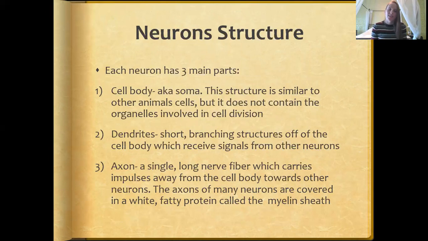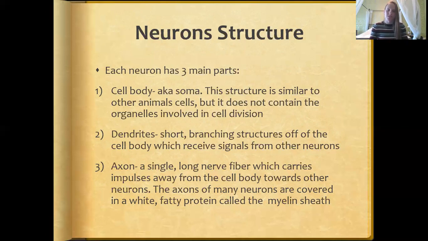The neuron has three main parts. It has the cell body, which is also called the soma, and this part of the neuron is similar to what we think of as normal animal cell structures. It contains the nucleus, the mitochondria, the ribosomes, all of the different organelles that we would find in a normal animal cell, except for those that are only used in cell division, like the centrioles. Then we have the dendrites, which are short little branching structures that come off of the cell body.